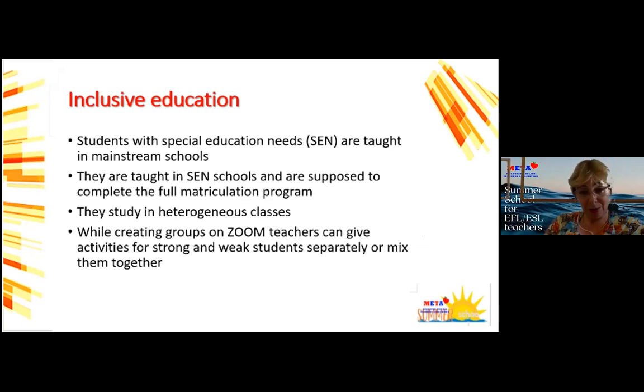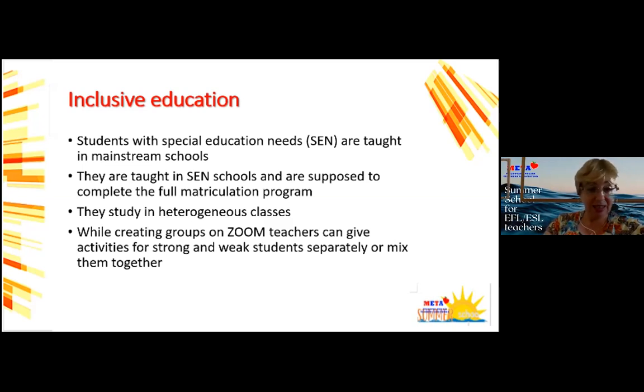Those who are taught in schools for special education are supposed to complete the full matriculation program. The Israeli matriculation program includes reading comprehension, listening comprehension, writing, speaking, and it also includes literature. It doesn't include any exercises for grammar or vocabulary, but next year it's going to include vocabulary practice, but not now. Currently, we are preparing kids for reading comprehension, listening, writing, and speaking. Speaking is usually held on a different day, when someone from the Ministry of Education comes to school to test the kids, and they also complete the literature program. It seems to be difficult, but later I'll demonstrate a demo lesson.